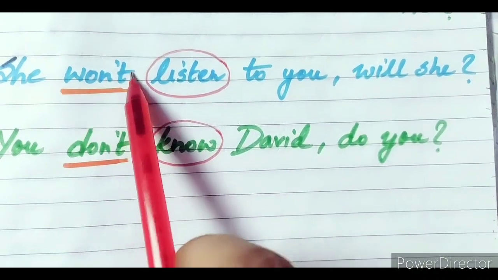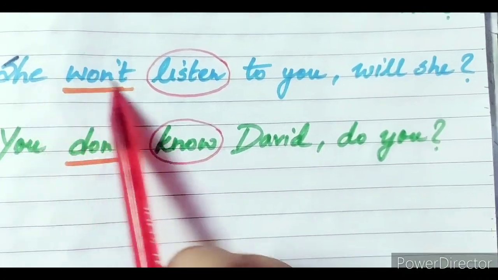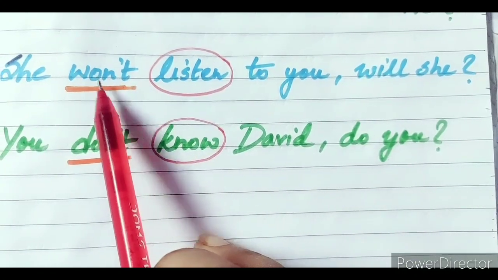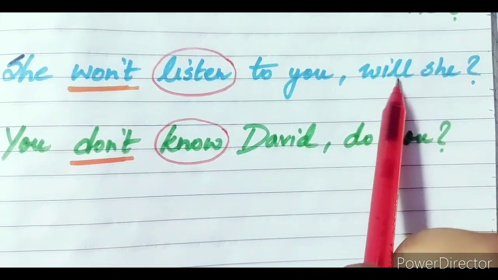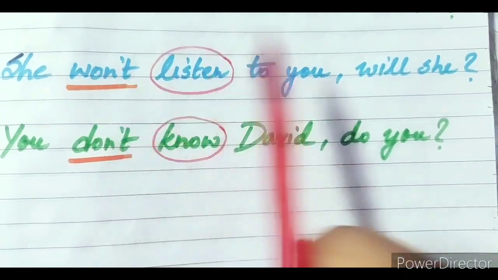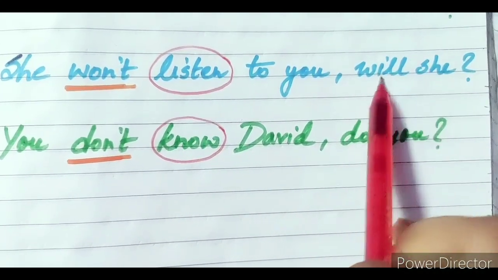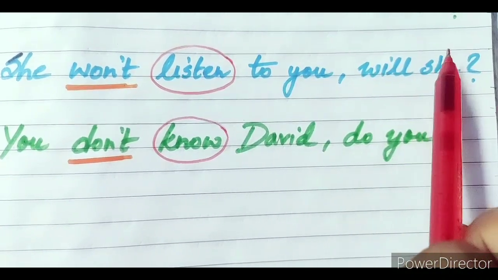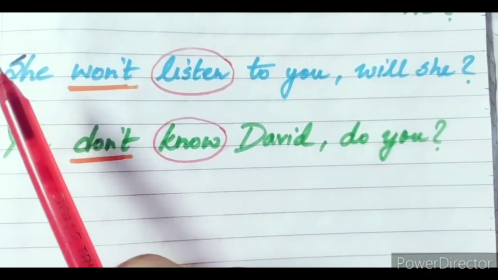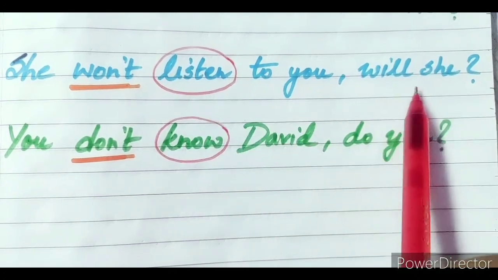So if you see, we are having not over here in this statement, so our statement becomes negative. So as I had told you the trick earlier, if the statement is negative, our question tag will be positive, right? So when we frame the question tag, we will use will from here, but we will not use not. We will use the auxiliary verb will followed by the pronoun she, ending with a question mark. So our question will become: she won't listen to you, comma, will she. I hope you understood this.